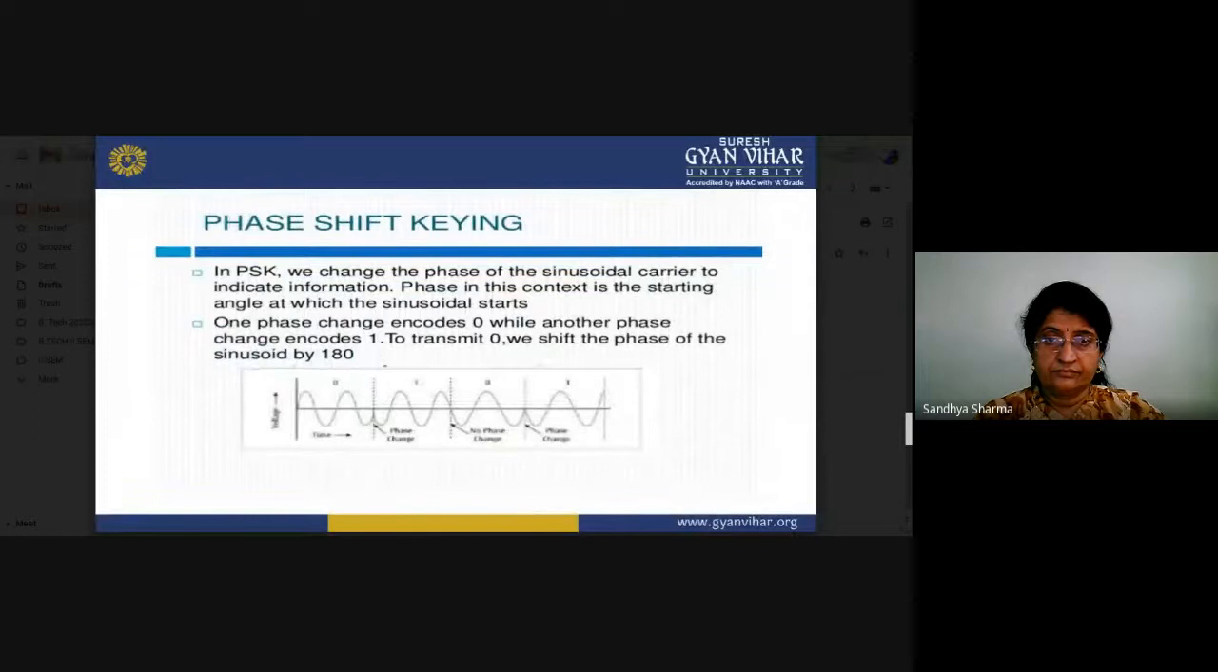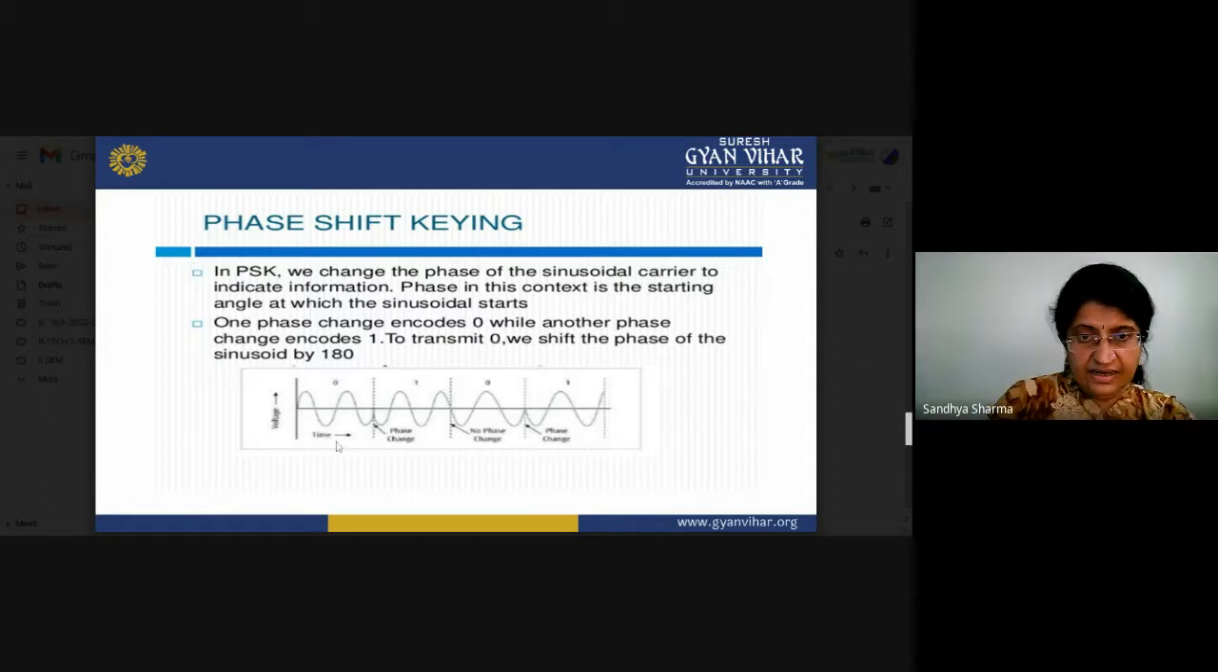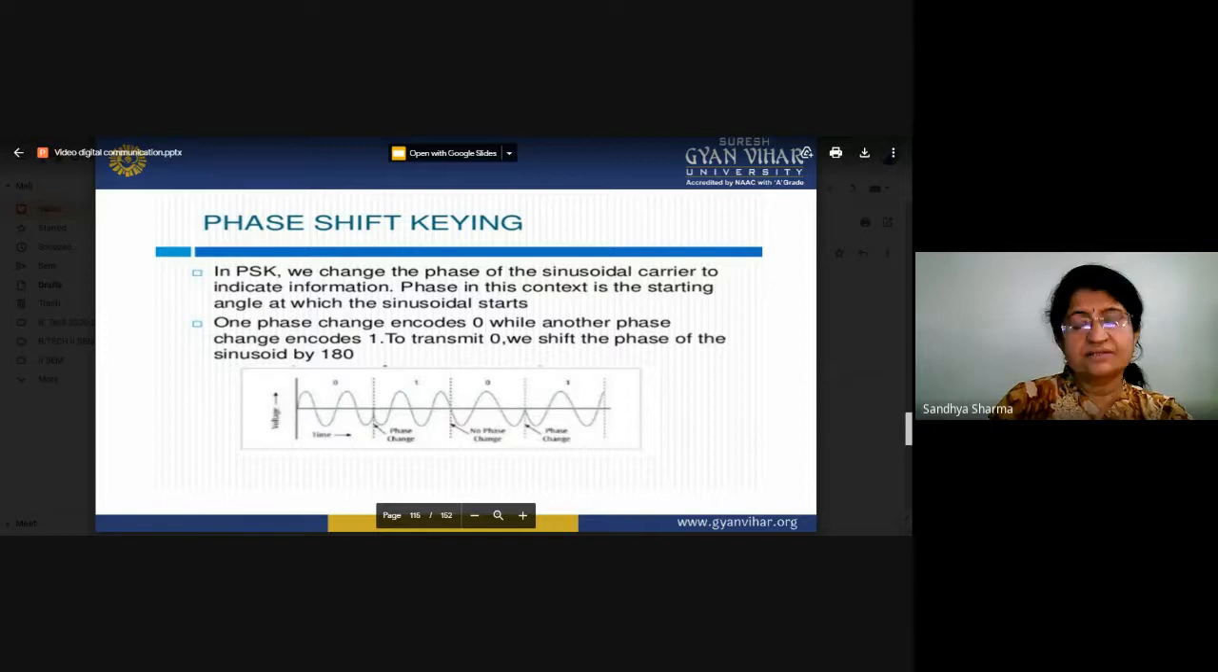Now we have to switch to phase shift keying. So what about phase shift keying? In PSK, we change the phase of our sinusoidal carrier signal to indicate the information. Phase in this context is the starting angle at which our signal starts. One phase encodes 0, while another phase encodes 1. To transmit 0, we shift the phase of the sinusoid by 180 degrees. If there is a 0 to 1 switching or 1 to 0 switching, there is a phase change.